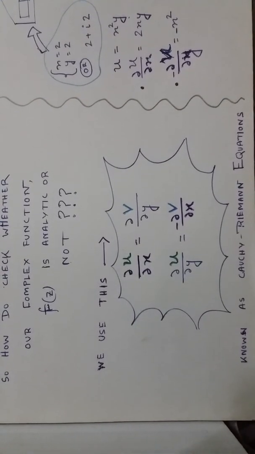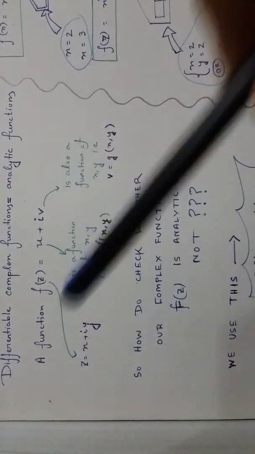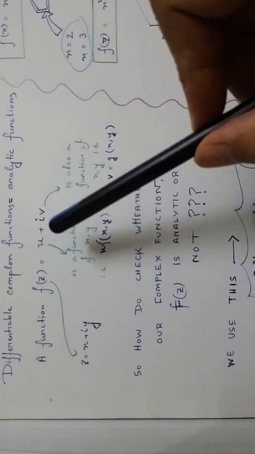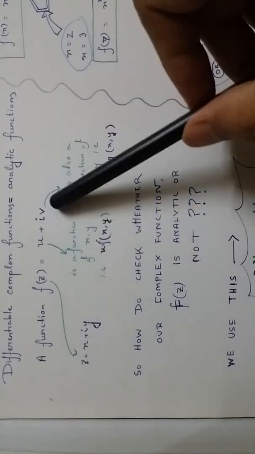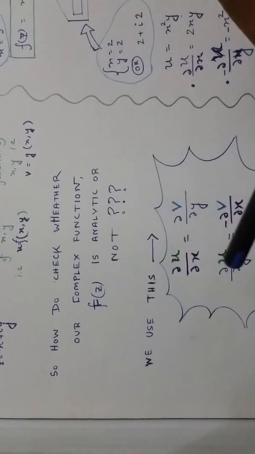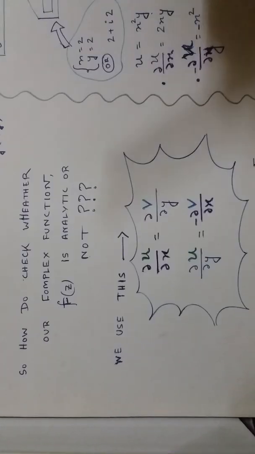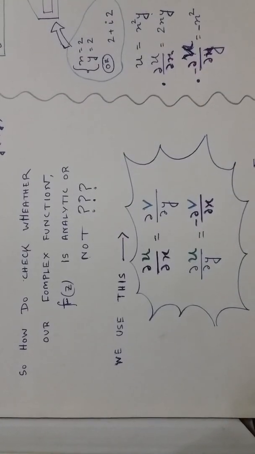So what do we do here? Now if you try to see, in this function we have got a u and we have got a v. We just have to plug in those u's and v's here, and if this equality is satisfied, then we will call this function analytic. So let us first take an example.